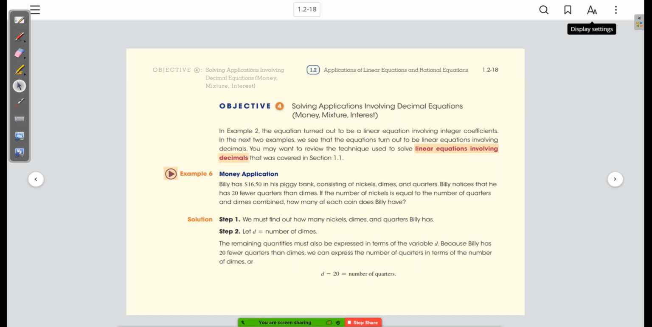All right, so in example 2, the equation turned out to be a linear equation involving integer coefficients. In the next two examples, we see that the equation turns out to be a linear equation involving decimals. You may want to review the techniques used to solve linear equations involving decimals, which we did last week, and of course you can find them on YouTube.